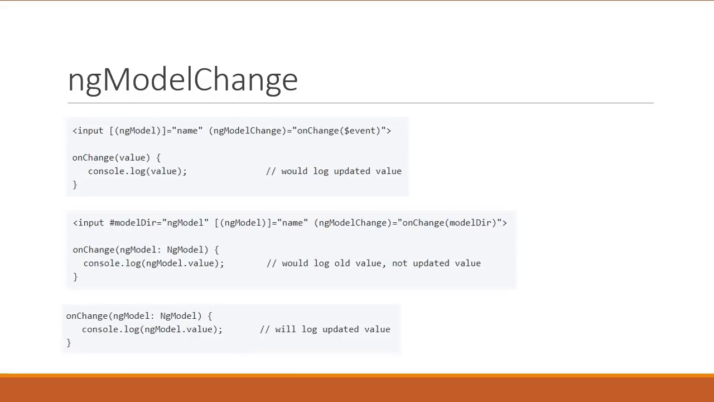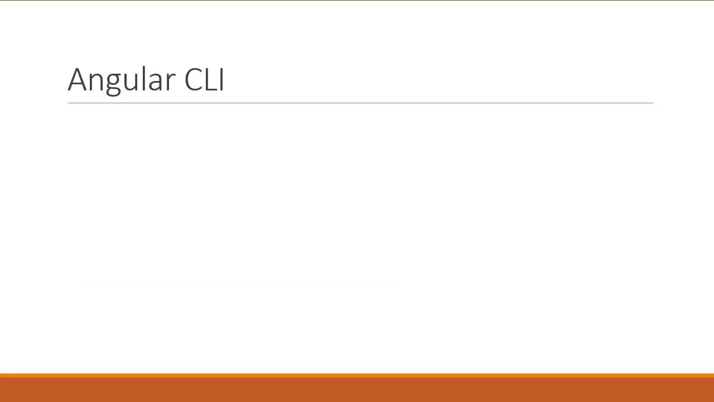Next, let's talk about Angular CLI. As I mentioned earlier, Angular CLI is now version 6.0.0. With this release, two really cool commands have been added to the CLI. The first one is ng update.